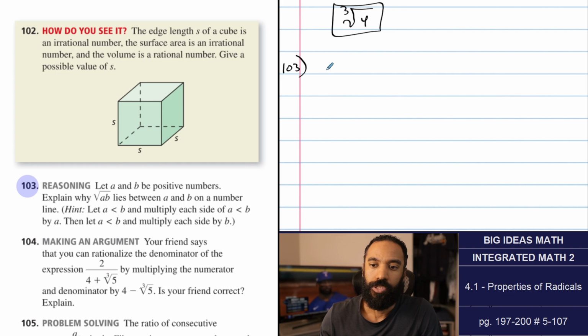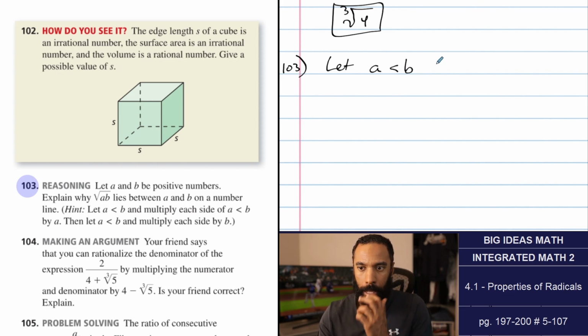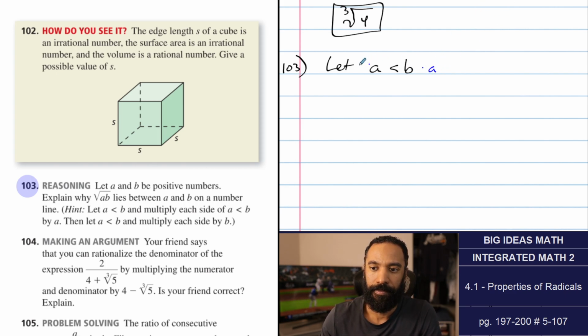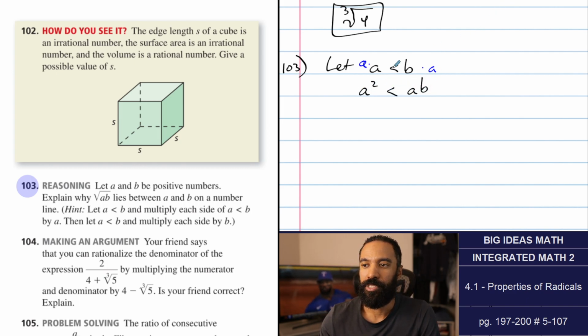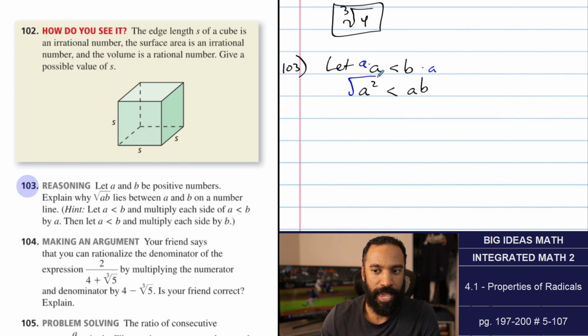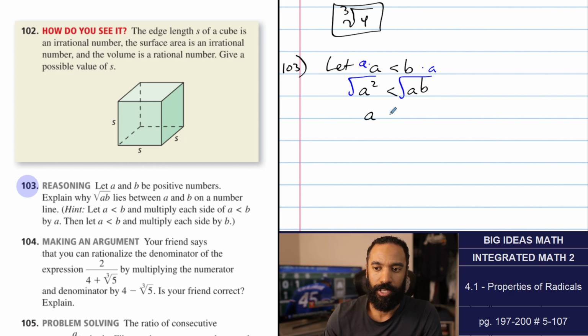Okay? So if we say let A be less than B, let's multiply both sides by A. I don't know if I would have thought about this on my own, and I don't know how much they're leading me. A squared is less than AB. If we take the square root of both sides, given that they're positive, there's no plus or minus here, A is going to be less than the square root of AB.